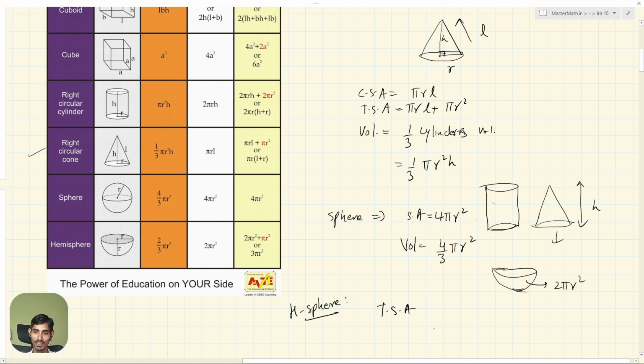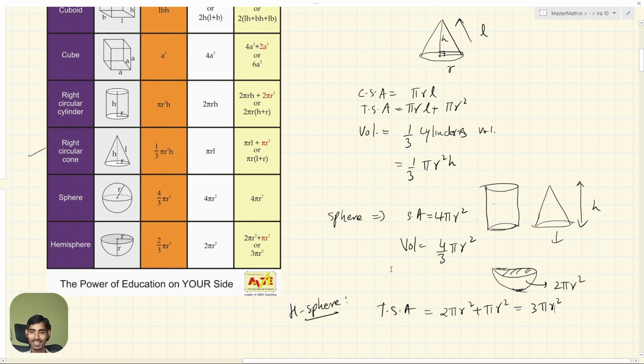That plus the base. The top area basically, the circle. So pi r square. So it is 3 pi r square. And volume is not going to be very different. It is just half of the volume that we had, and it is 2 by 3 pi r cube.